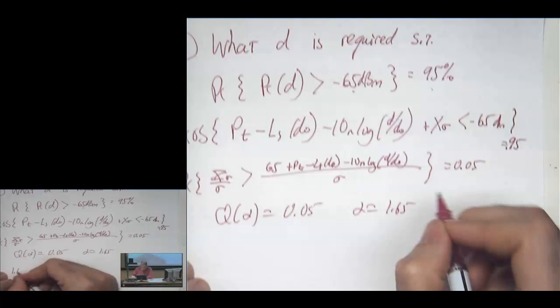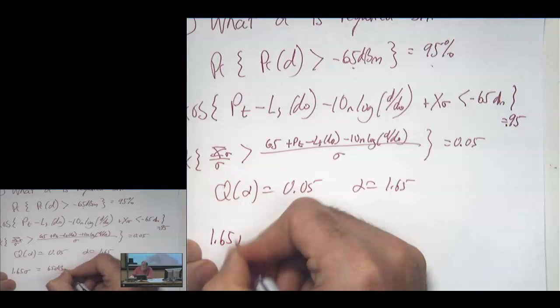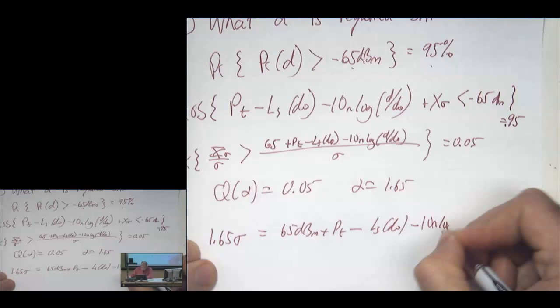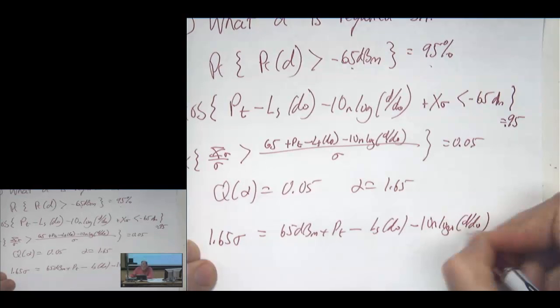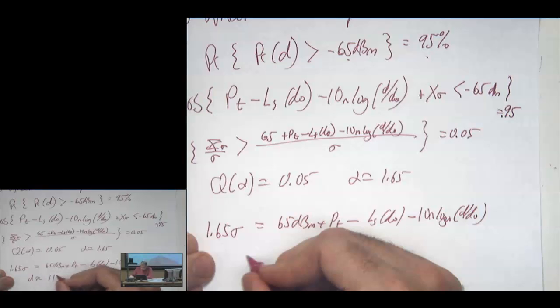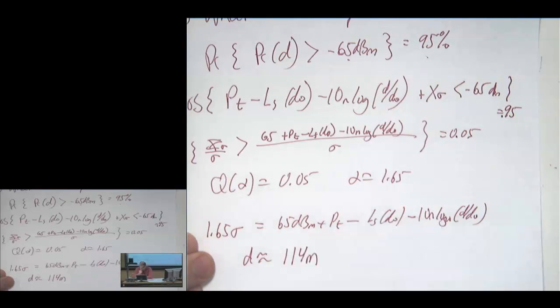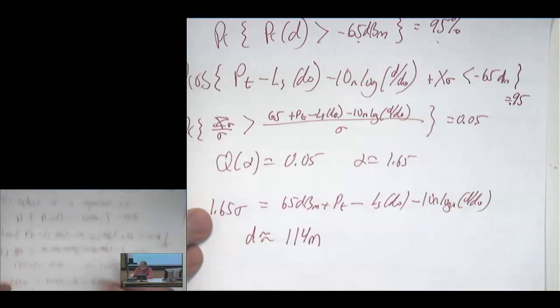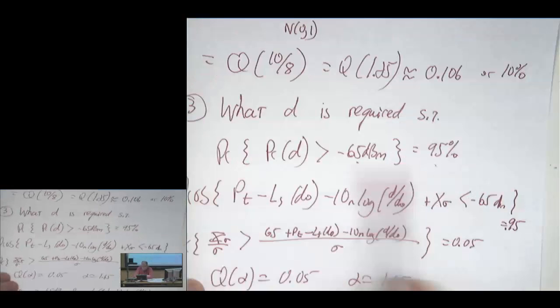So then we say, okay, 1.65 sigma is equal to 65 dBm plus PT minus Ls of d naught minus 10n log 10 of d over d naught. I picked d naught to be 1 meter, so it doesn't matter here. We go through and plug all that in. We'll find the distance is about 114 meters, if I did this correctly. And so then we can say that our cell can support roughly a communication range of 114 meters away. We can guarantee this received signal power 95% of the time.